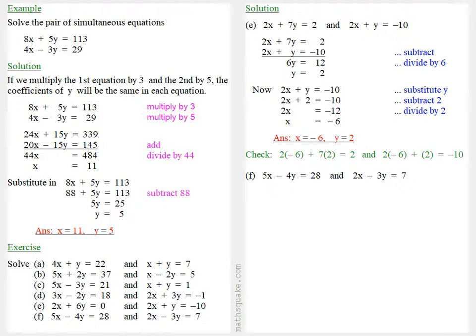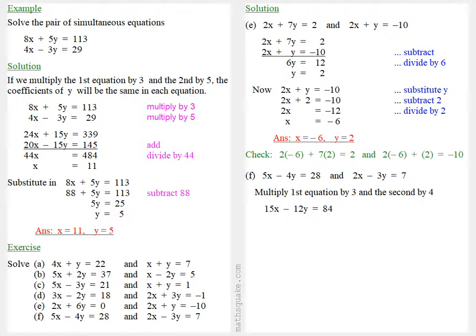Finally, for question F, we have 5x minus 4y equals 28 and 2x minus 3y equals 7. Now, we want to get the numbers in front of one of the letters the same. So if we multiply the first equation by 3 and the second equation by 4, that will make the numbers in front of y the same.